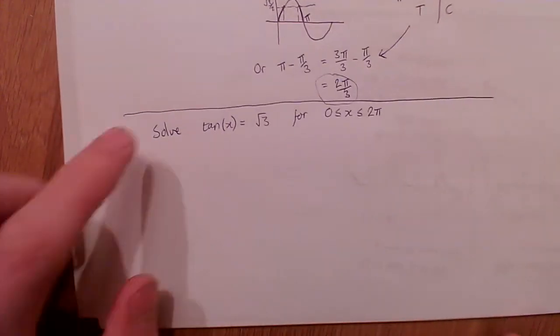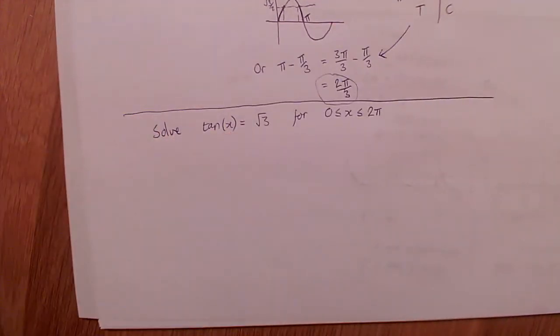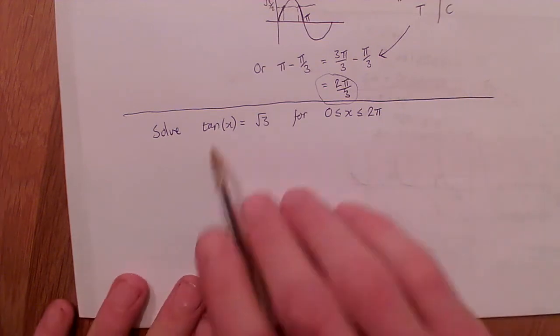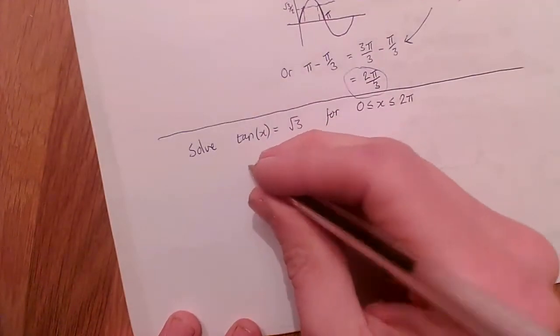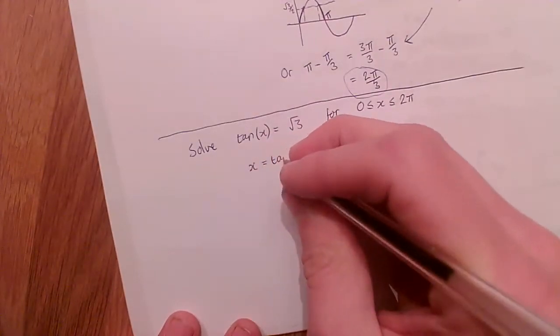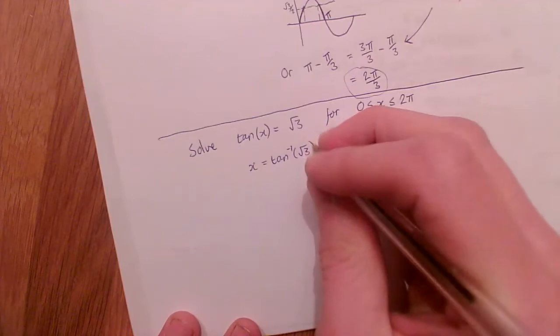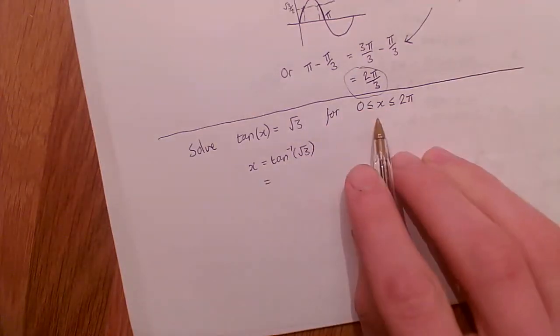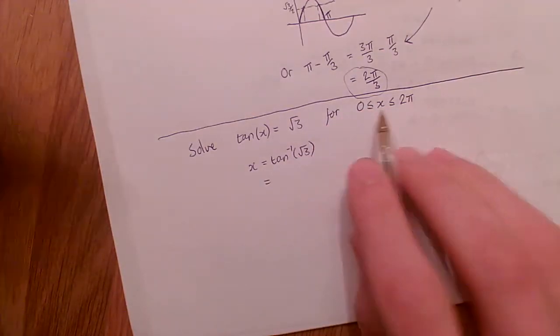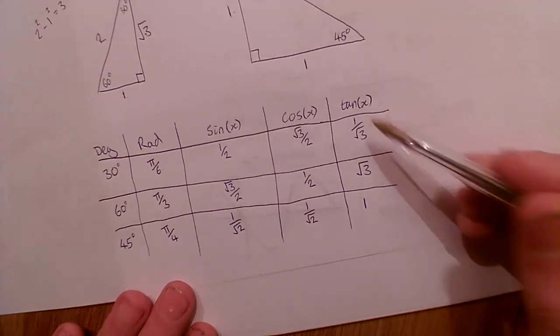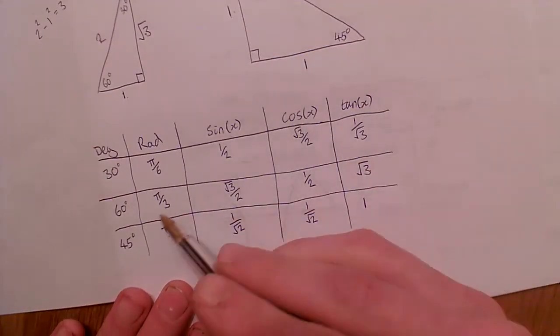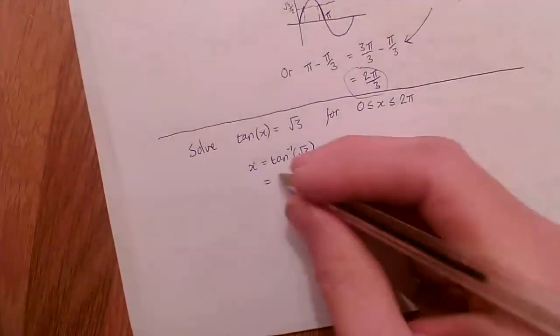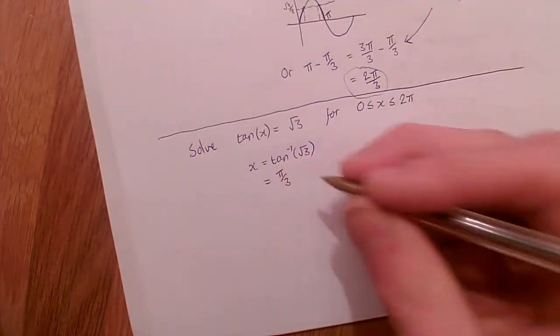Try and solve tan of x equals root 3. I'll give you a little pause in the video. You can have a go at solving that. So I left you with tan of x equals root 3. First thing we want to do is x equals tan to the minus 1 of root 3. Because we're working with exact values in radians, we're looking up our table. In our table, tan of x equals root 3 when we're working with pi on 3 radians. So that is pi over 3.